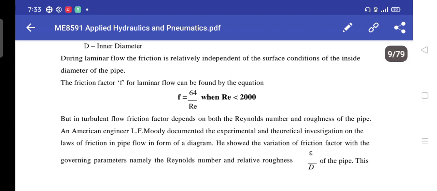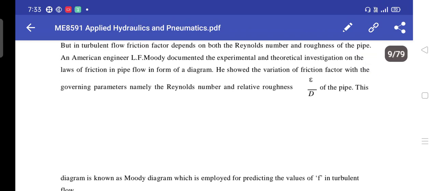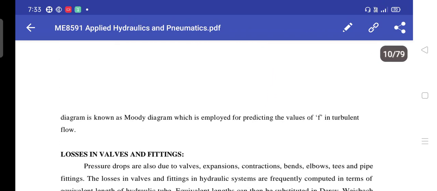American engineer Moody documented the experimental and theoretical investigation on the loss of friction in pipe flow in the form of a diagram. He showed the variation of friction factor with the governing parameters, namely the Reynolds number and relative roughness, e by D. The Moody diagram is employed for predicting the value of friction factor in turbulent flow.